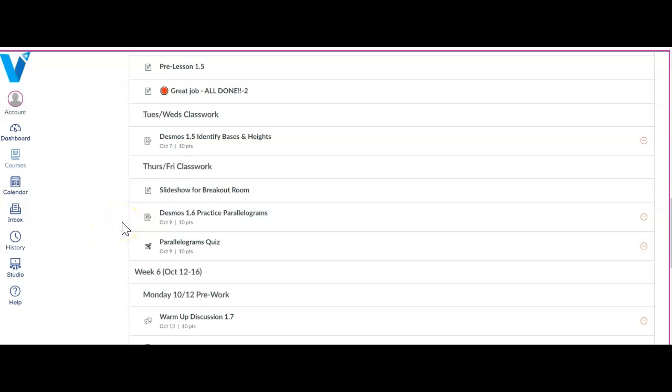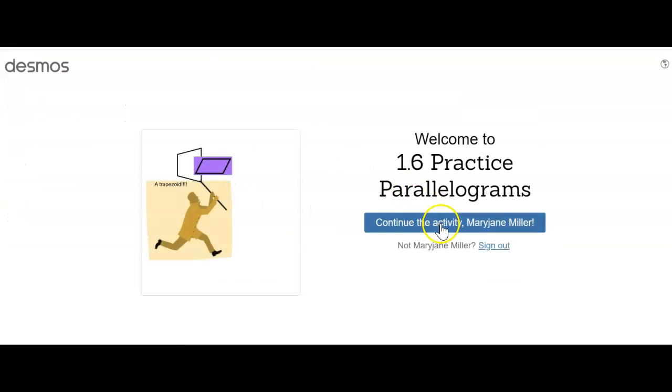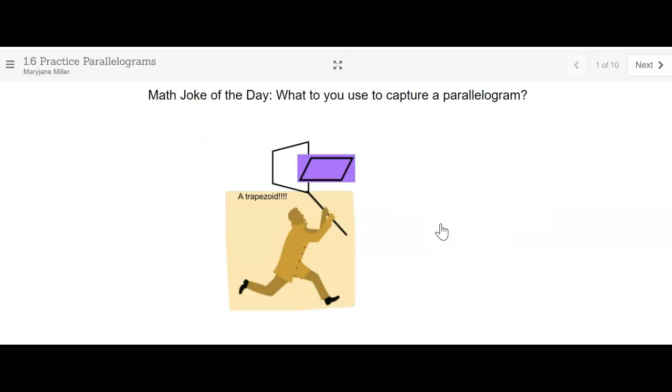In class we did a breakout room where the students logged into a slideshow and found the area of parallelograms together. But since you are continuing this work on your own, I'm just going to have you work on Desmos 1.6 practice parallelograms. The nice thing about this assignment is it does have an answer key at the end, so you know if you're on the right track.